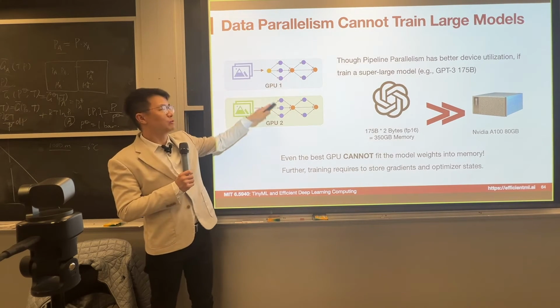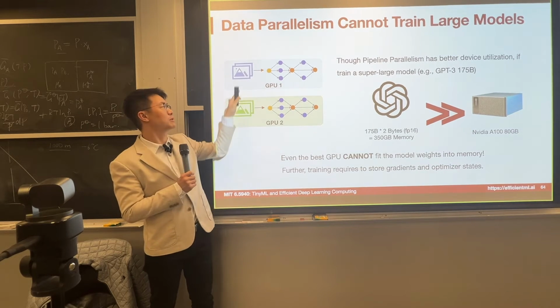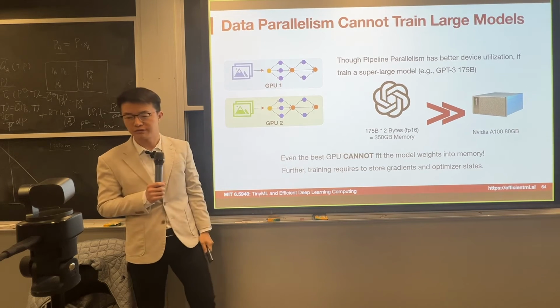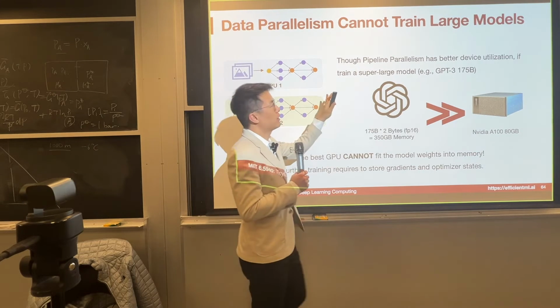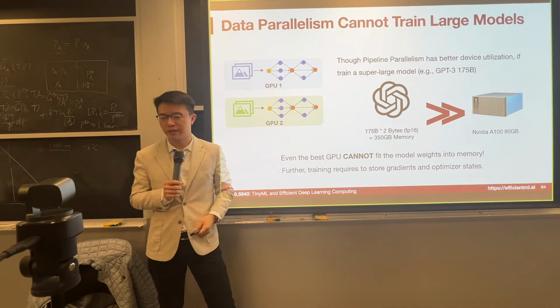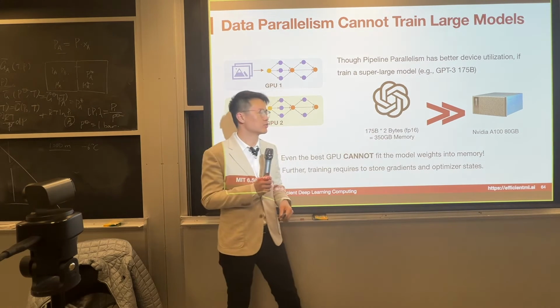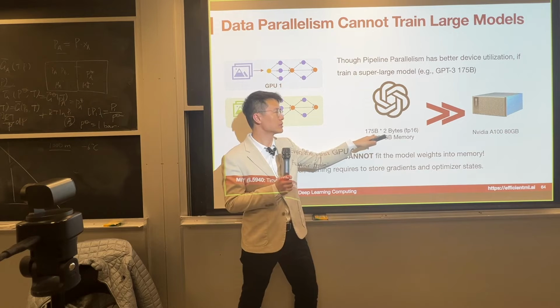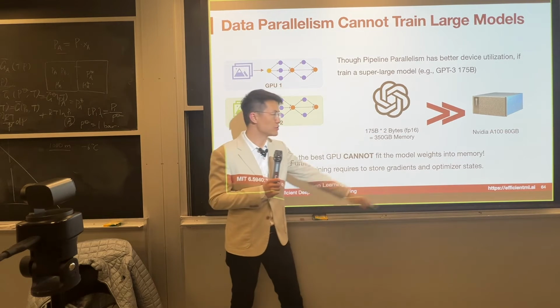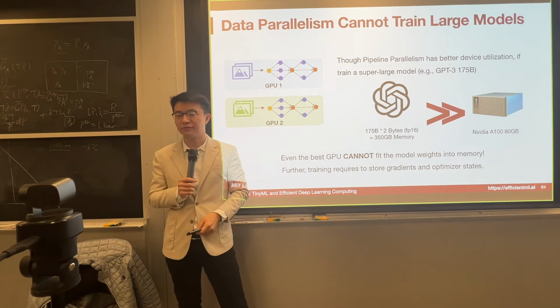So we can have multiple GPUs. Each GPU handles different pieces of data. This is data piece 1, piece 2, and so on. Although the parallelism can reduce the amount of data, here you can see GPT-3 has 175 billion parameters. Each of them is 2 bytes. If using FP16, that requires 350 gigabytes of memory.